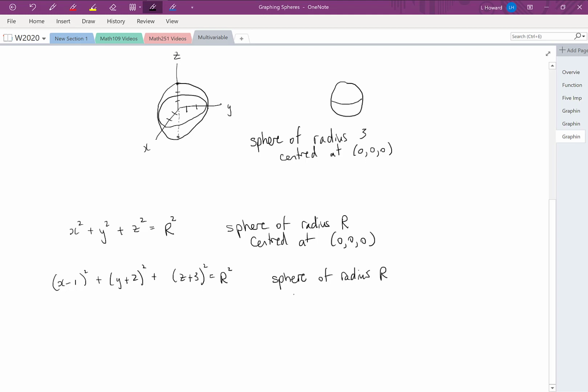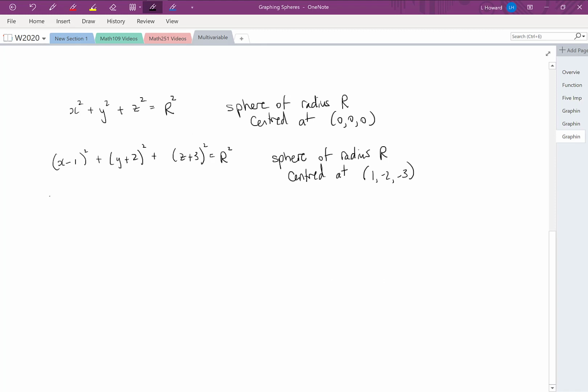But if we think about where that's going to be centered, that is actually centered at the point 1, -2, -3. So x minus 1 shifts you to x value positive 1. If you see something like y plus 2, you're now shifting your origin to y coordinate -2. And if you see something like z plus 3, that's shifting the z coordinate of the origin to -3. So let's look at one final transformation just in the form of an example.